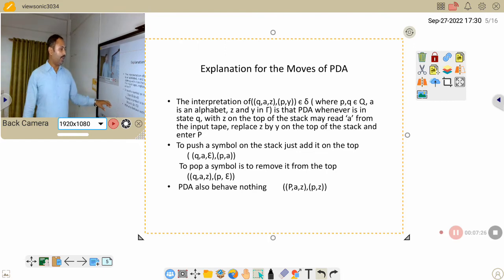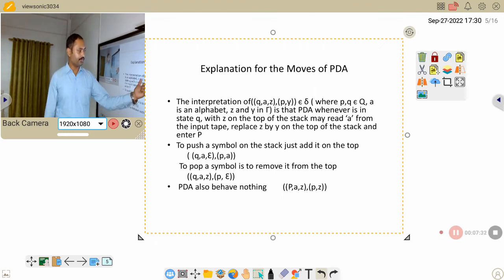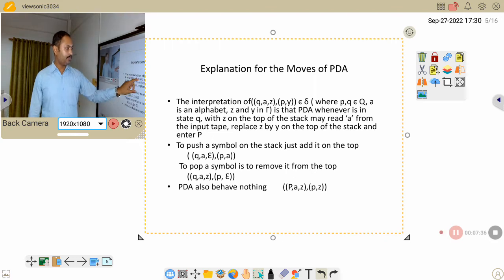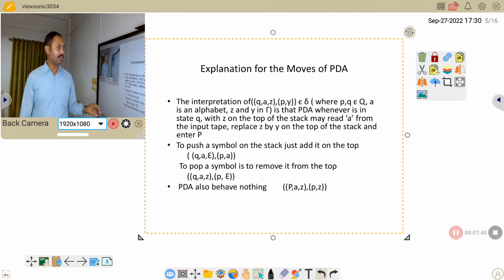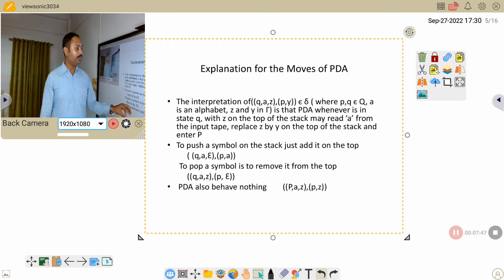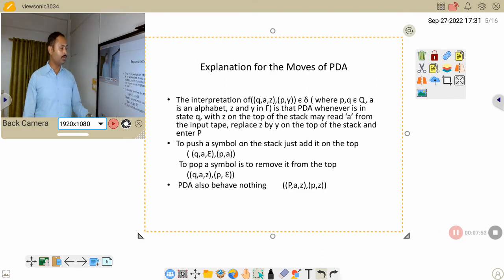So one by one I will explain each and every movement. The first movement says that this is a transition function. Within the first bracket, here it is Q. Q means the present state, A is the scanned symbol, and Z is a notation, one type of symbol which always points out the top of the stack.